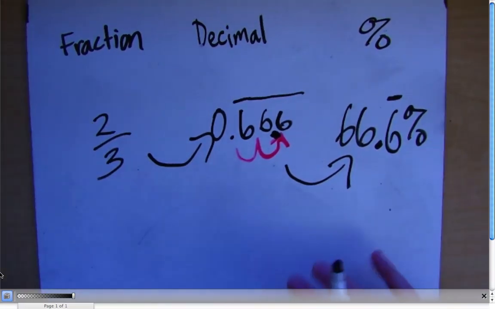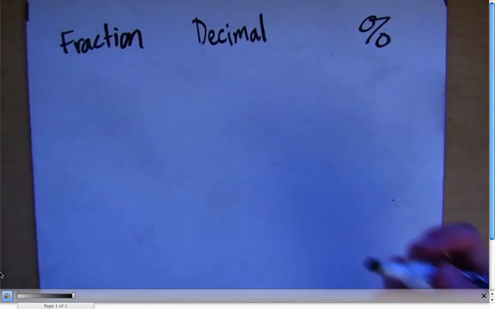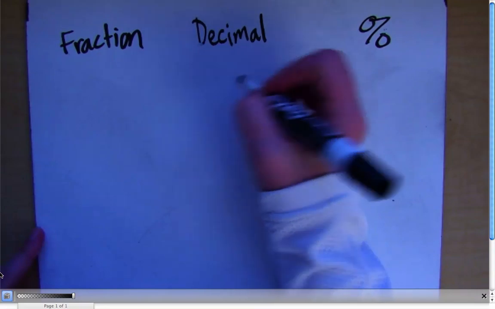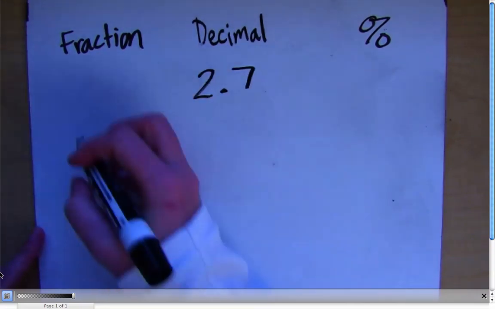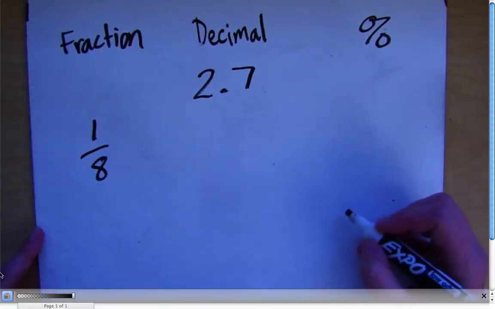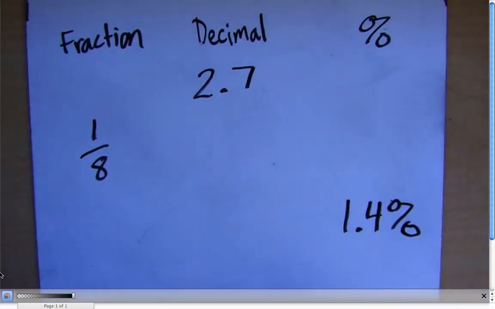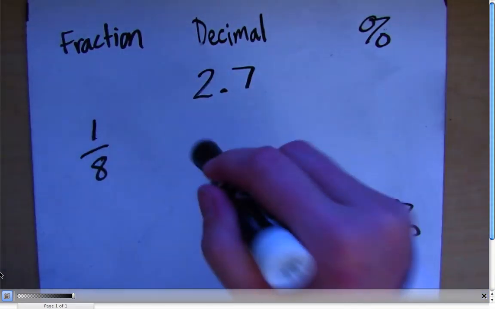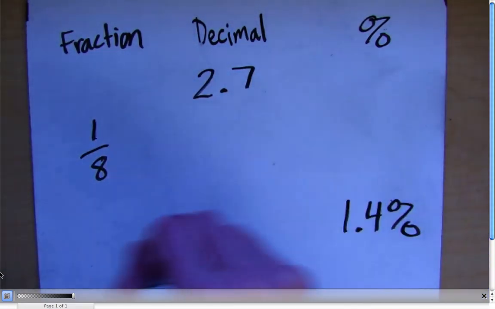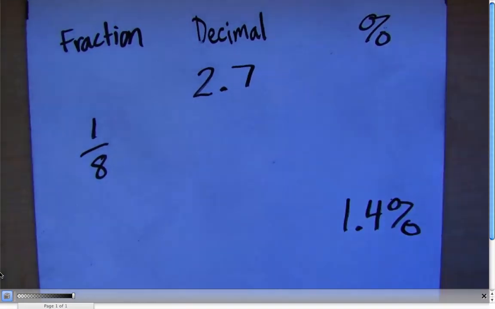All right, so that's converting fractions to decimals to percents. Let me give you some to practice. Go ahead and fill in the missing ones. I've given you a decimal, a percent, or a fraction, so find the other two that are equivalent for these answers. Go ahead and pause it so you have a chance to work it out, and then hit play to get the answers.